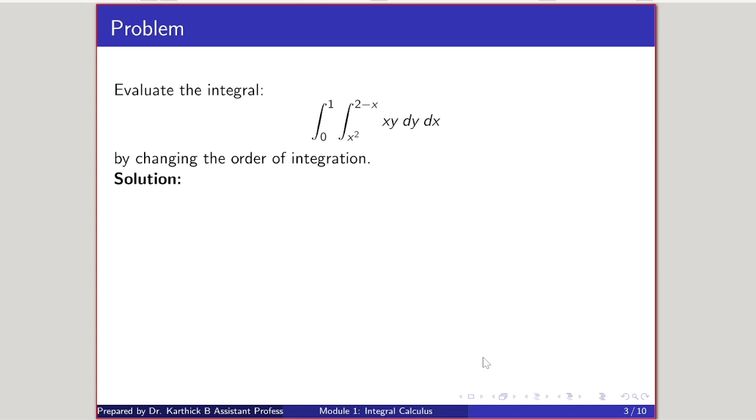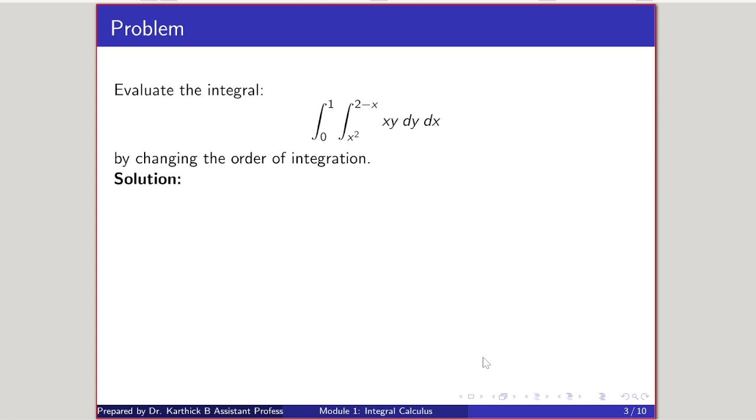Previously we have solved the problem by changing the order of integration in single region. Here, from the given limits, we get two possible regions and we have to evaluate the given function over the integral. So, the same procedure, we will first evaluate the inner integral.